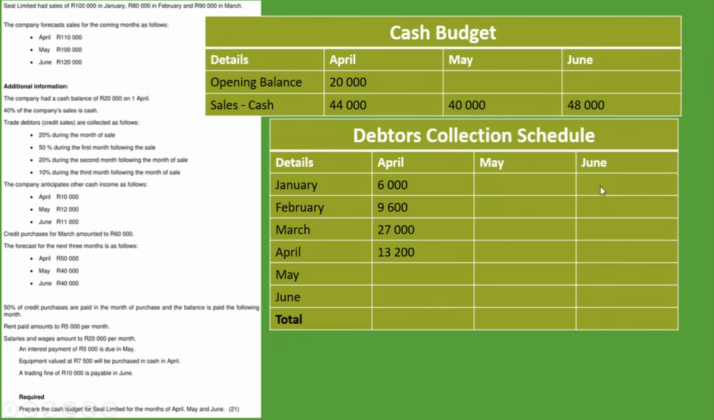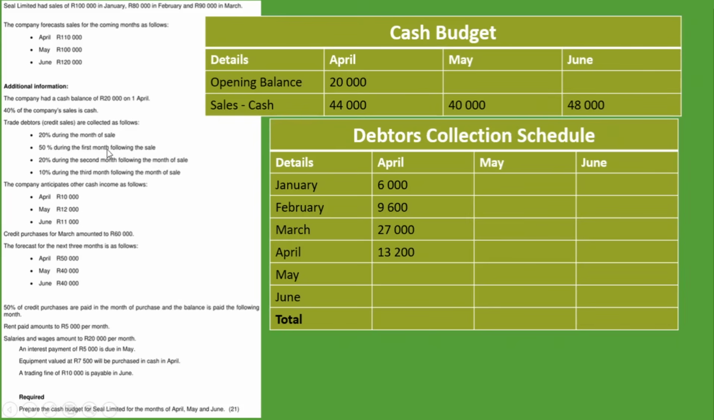So for May, will anything from January be collected in May? Well, we can see 20% will be collected in the month of sale, that is January. 50% will be collected in the first month following the month of sale, that's February. 20% during the second month following the month of sale, that is March. And 10% during the third month following the month of sale, that's April. So we can see that January's credit sales do not affect May. They will have been all collected by April. So we have nothing there in January.